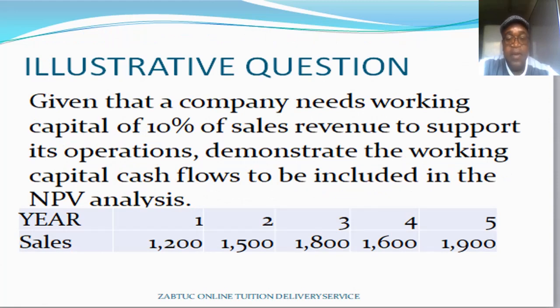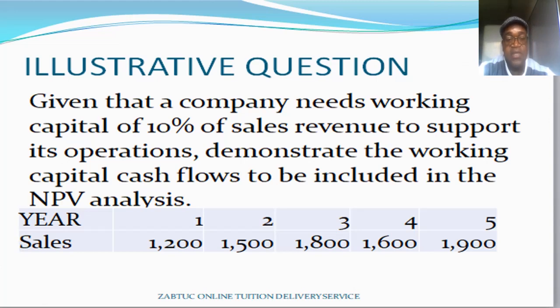So we've got a company here. This company needs working capital, which is equivalent to 10% of sales revenue to support the operations. We're given the sales revenues there for 5 years. And what we're told is that working capital is 10% of this amount. The question is, demonstrate the working capital cash flows to be included in the NPV computation. So when you come to your NPV, that line for working capital, what figures are you going to put there? What cash flows are you going to put there? This is what the question is all about.